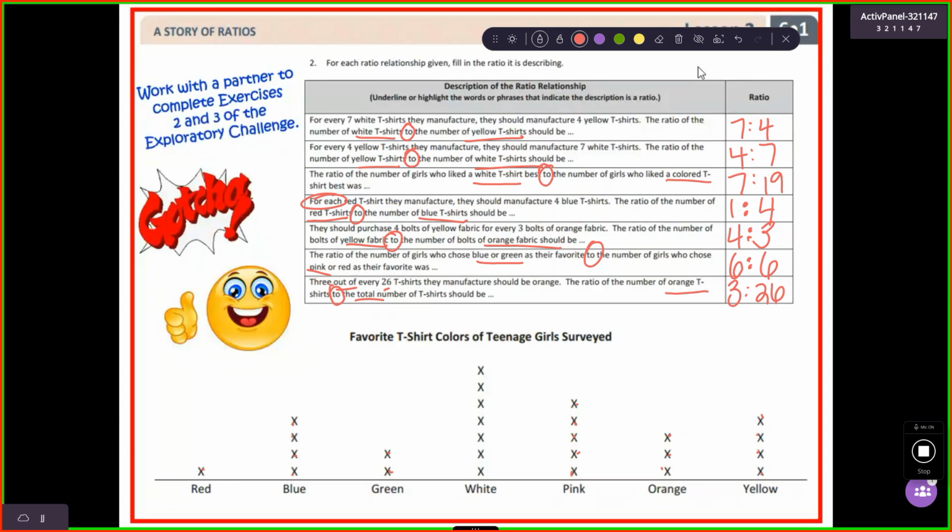And where you might be getting that mixed up is when we did the white t-shirt. The wording wanted us to take out that white t-shirt, correct? Yes, ma'am. Okay, so anytime it says total, don't forget to count whatever category that part is as the total. So it is 3 to 26.